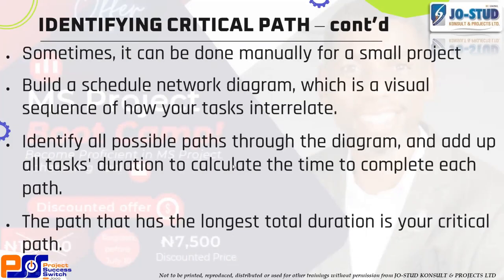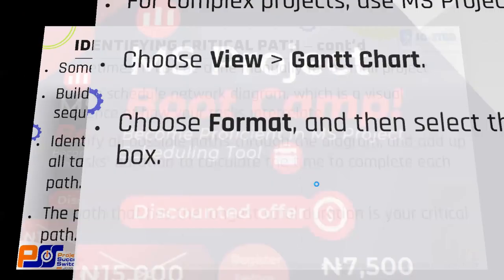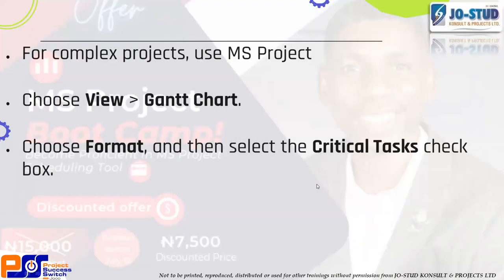Now, critical path, sometimes you can do your network diagram manually. Like I just showed us, you can identify it manually. You build a network diagram, identify all the possible paths. Then the path with the longest duration is your critical path. I will illustrate this shortly. I just want us to go to our practical before the time goes.